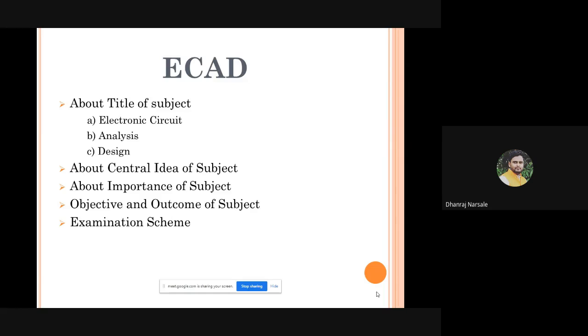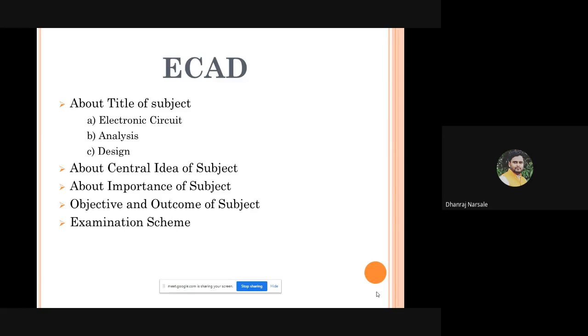So in this lecture we will see the introduction of the subject, means about the title of the subject, then about the central idea of the subject, means the overview of the subject, what we are going to see in this subject, and then what is the importance of this subject in our course. So what should be the objective and what should be the outcome of our subject, and what is the examination pattern or examination scheme. So first of all, we will talk about the title of the subject.